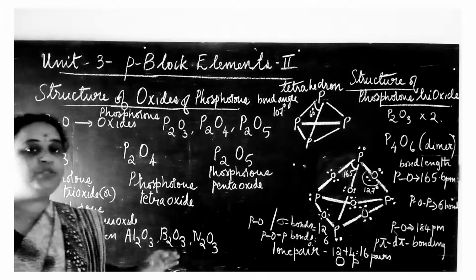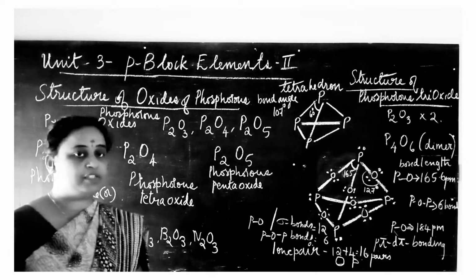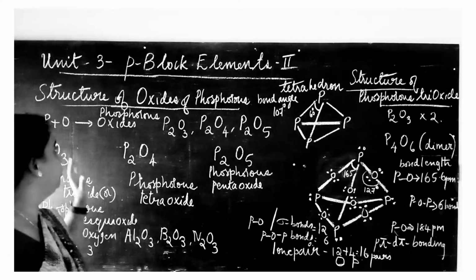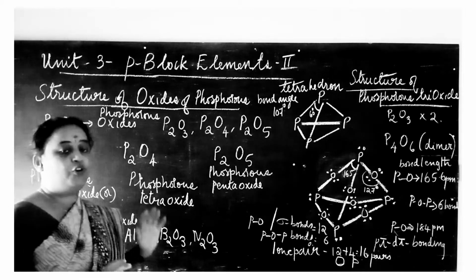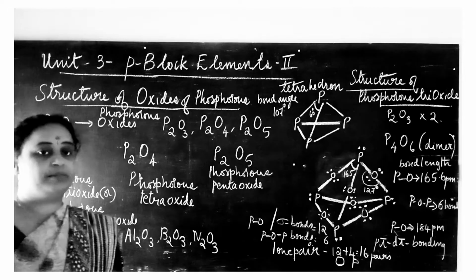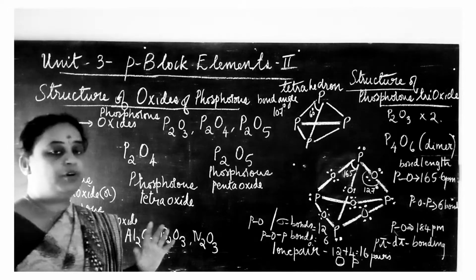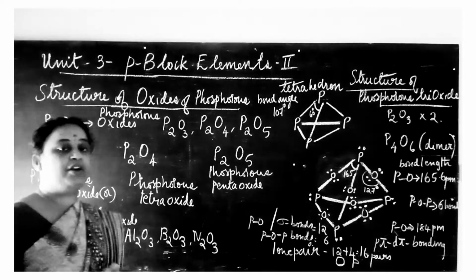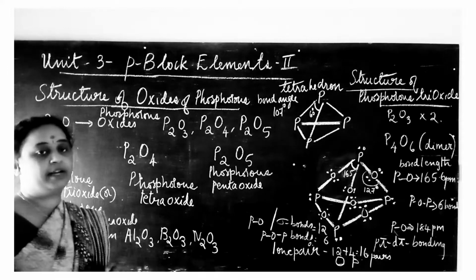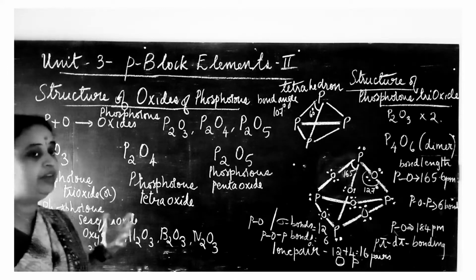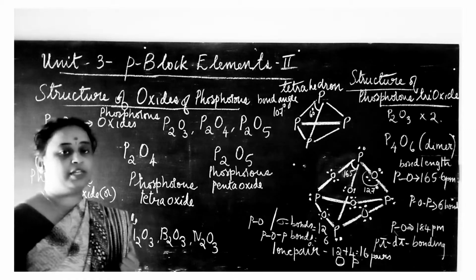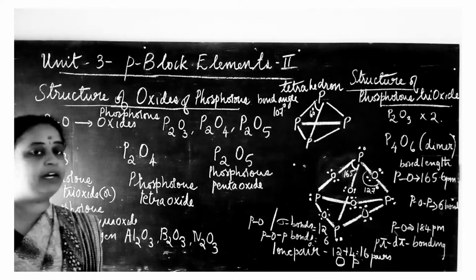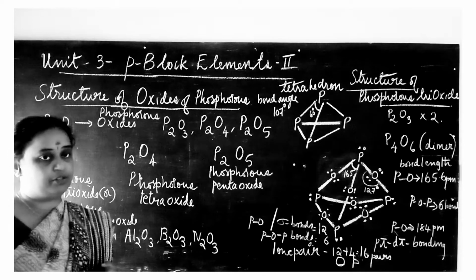Students, in this video let us study the structure of oxides of phosphorus, which comes under the unit P block elements 2. Phosphorus can combine with oxygen and form phosphorus oxides. So what are the different types of phosphorus oxides? Phosphorus trioxide, phosphorus tetraoxide, phosphorus pentaoxide.